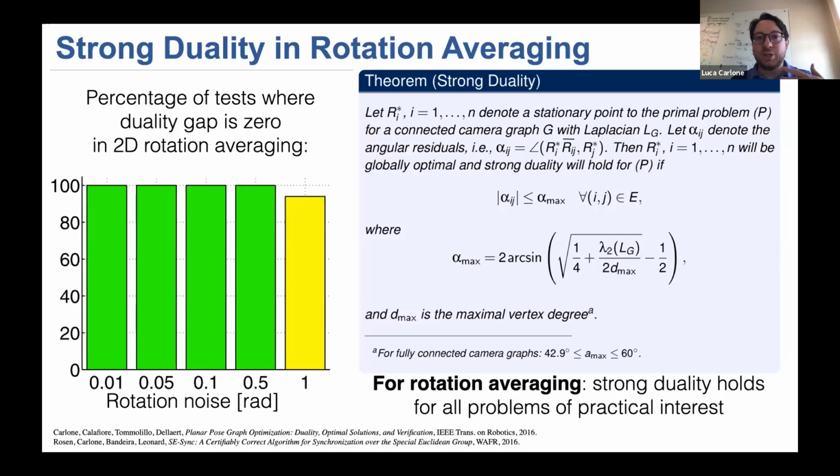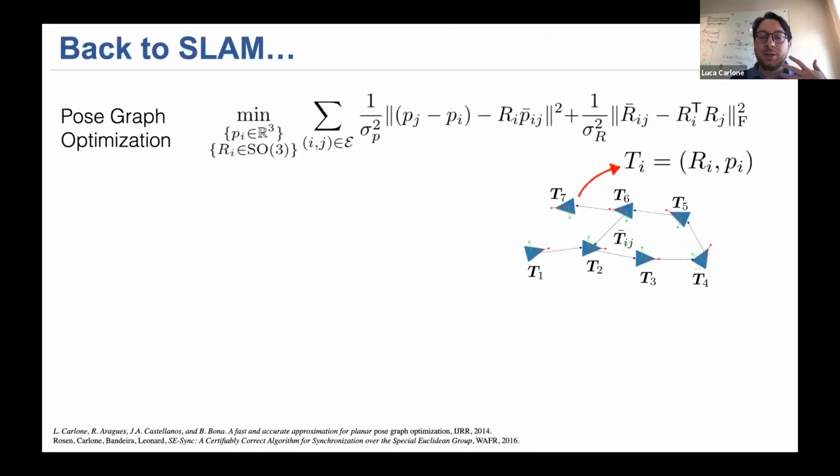So rotation averaging can be solved through convex relaxation. It turns out that if you go back to SLAM, we can do pretty much the same. And this is the expression of pose-graph optimization I was starting from. Again, there is the position part and the rotation part.